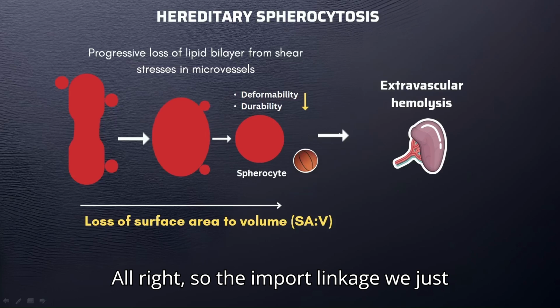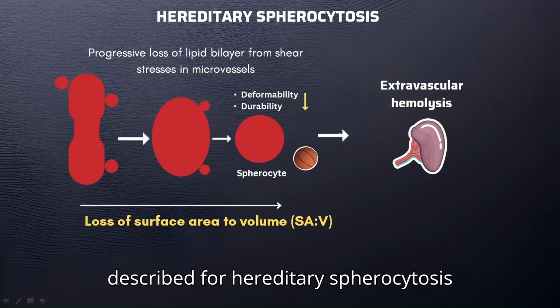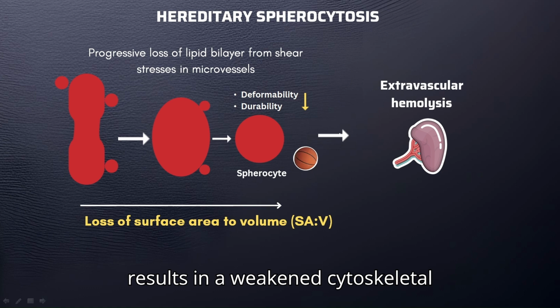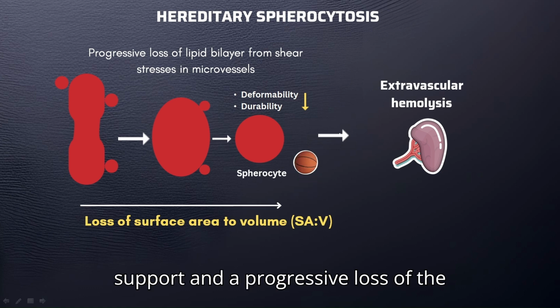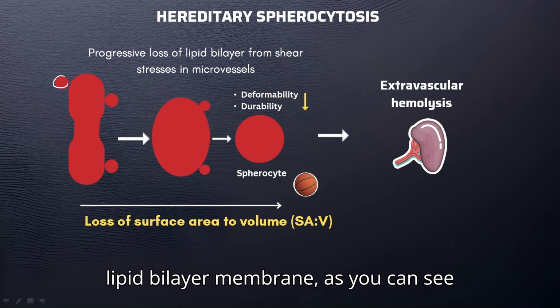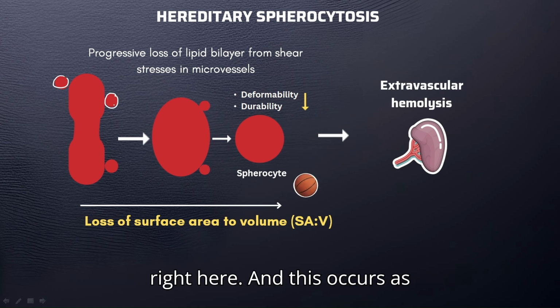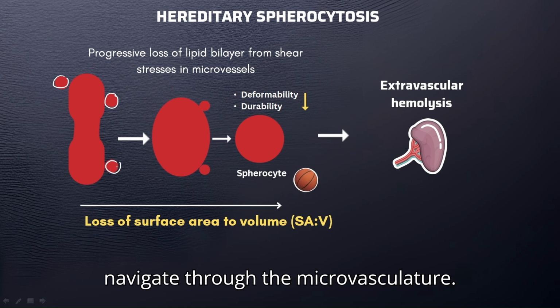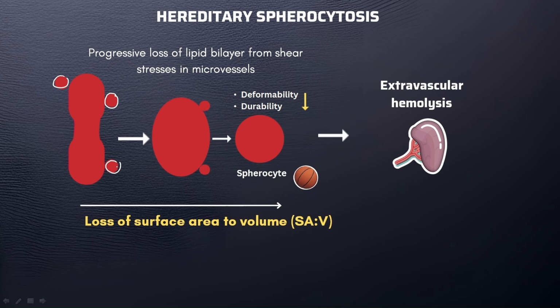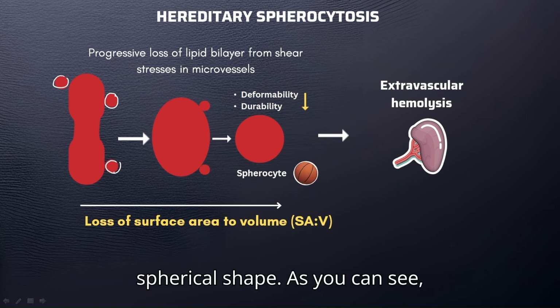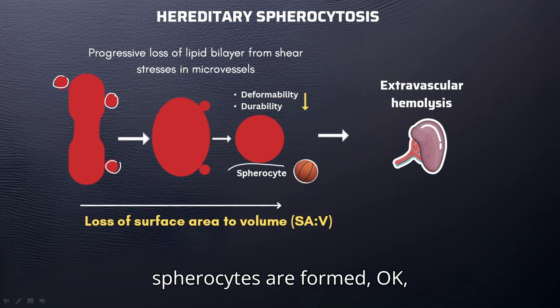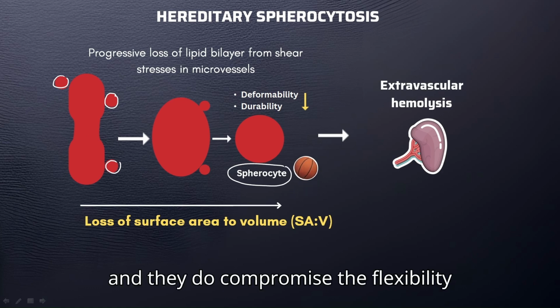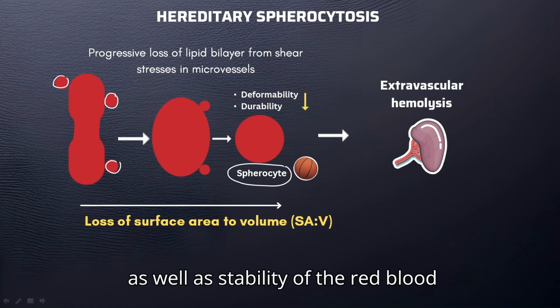All right, so the impaired linkage we just described for hereditary spherocytosis results in a weakened cytoskeletal support and a progressive loss of the lipid bilayer membrane, as you can see right here. And this occurs as the affected red blood cells try to navigate through the microvasculature. And this leads to the characteristic spherical shape. As you can see, spherocytes are formed, okay? And they do compromise the flexibility as well as stability of the red blood cells.